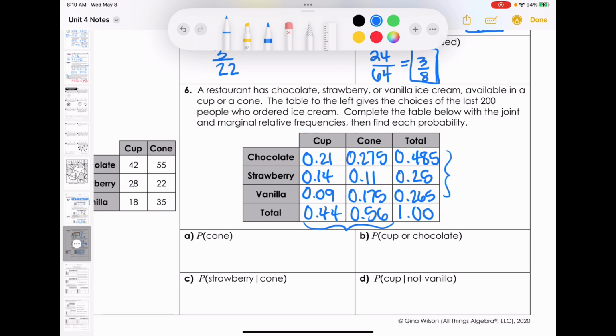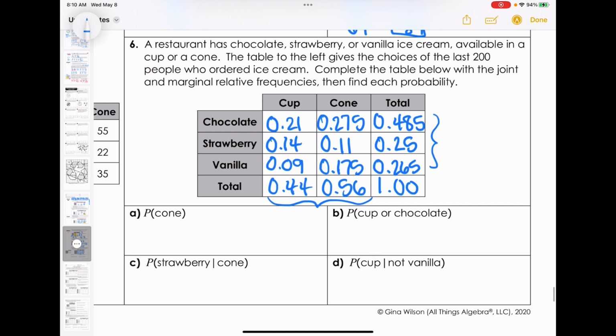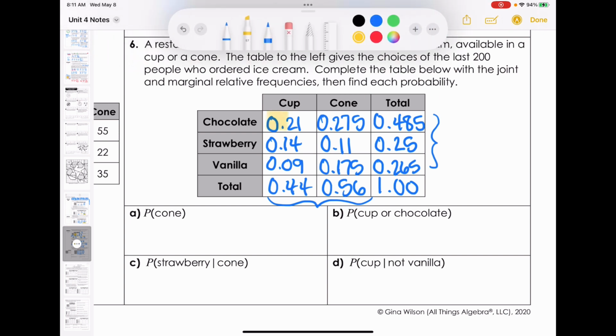All right, let's do the probabilities. Well, back up. So basically, the joint relative and marginal frequencies are the probabilities of that specific box occurring. So for example, the box of getting a chocolate cup is 0.21. Instead of being in fraction form, it's in decimal form, which is completely okay. So we don't have to make a fraction in this case. A is the probability of a cone, so I'm just going to find my total for cone, and that's going to be my answer.